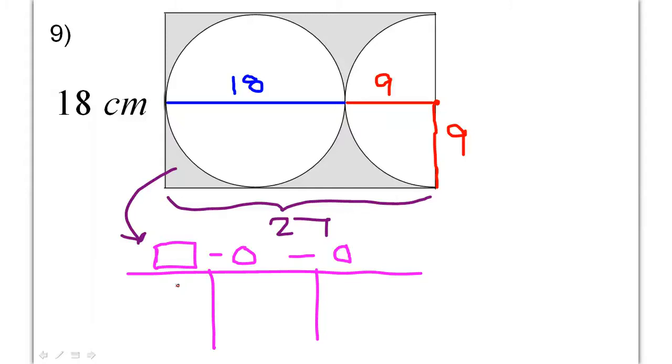So in this case, what's the base and what's the height? Base 27, height 9. Okay, so we're doing base times height. Oh, not 9. 9 is only halfway. Remember, the height is like this one over here. So 27 times 18. 486? Okay, so that's the area of the rectangle.